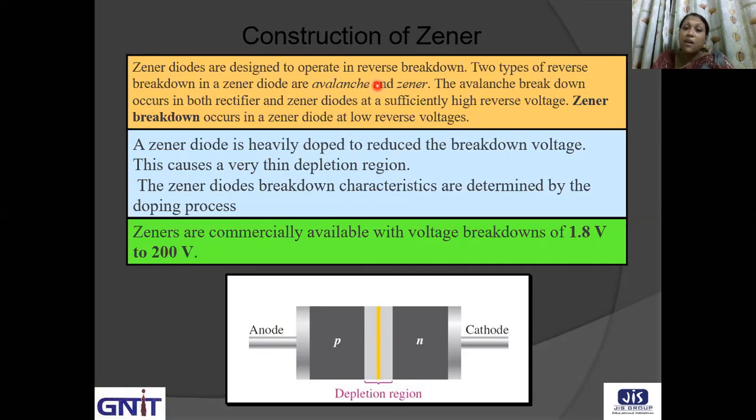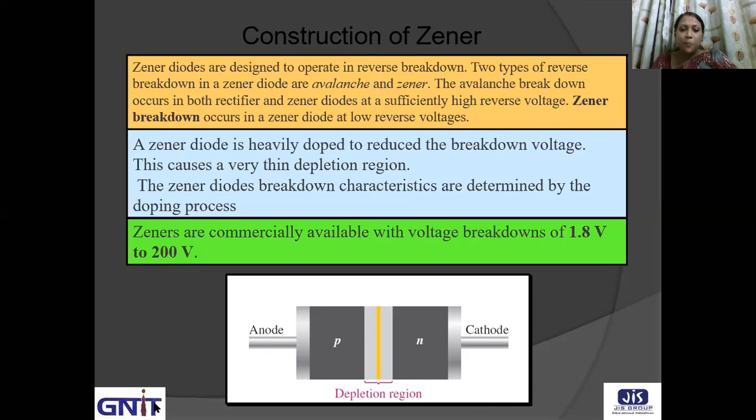A Zener diode is heavily doped to reduce the breakdown voltage, and this causes a very thin depletion region as it is heavily doped. The Zener diode's breakdown characteristics are determined by the doping process. Zeners are commercially available with voltage breakdown of 1.8 volt to 200 volt. This range is from 1.8 volt to 200 volt. Any voltage can be taken as Zener breakdown depending on the specification of the diode.